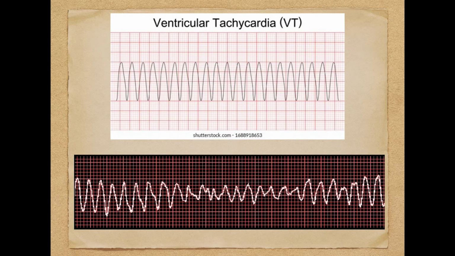Now coming to the tachyarrhythmias. The common arrhythmias which you see in the emergency departments are ventricular tachycardia and ventricular fibrillation. The first ECG which you see here is a ventricular tachycardia, which is very regular. This is called a ventricular tachycardia. Coming to the ventricular fibrillation, you can see it's very irregular. It's an arrhythmia which has a high mortality rate.